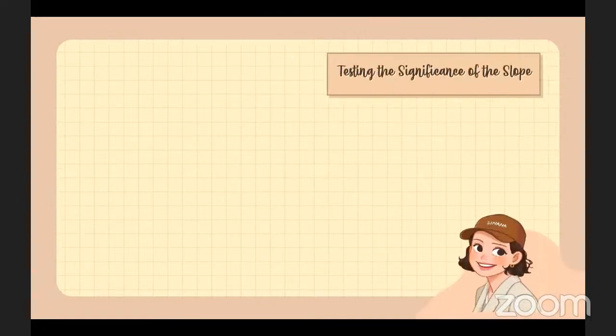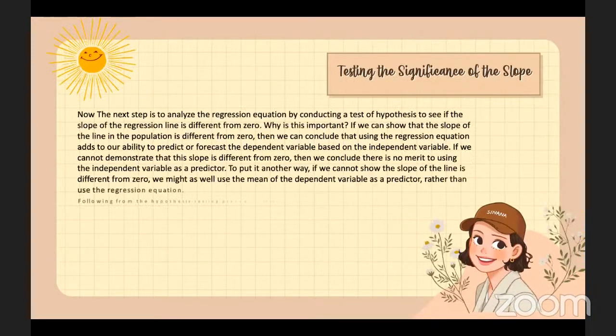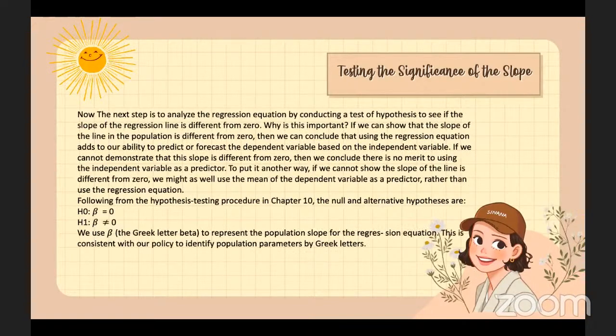Now we move to testing the significance of this slope. The next step is to analyze the regression equation by conducting a test of hypothesis to see if the slope of the regression line is different from zero. Why is this important? If we can show that the slope of the line in the population is different from zero, then we can conclude that using the regression equation adds to our ability to predict or forecast the dependent variable based on the independent variable.